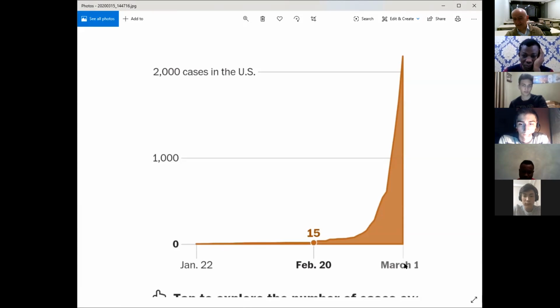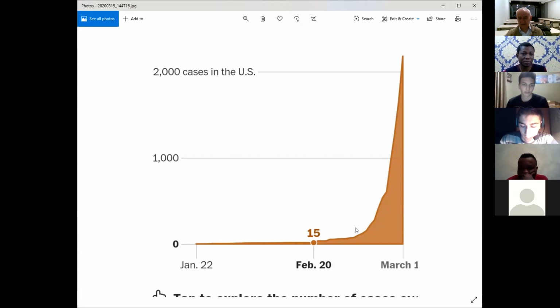at the interval of 10 days, look, from February 20 to March 1, there happened exponential growth. And what does exponential growth mean? It means that the graph is concave up. And concave up means an increasing rate of change. So it's increasing very fast. From February 20 to March 1, they had 2,000 cases. 2,000 cases during 10 days.